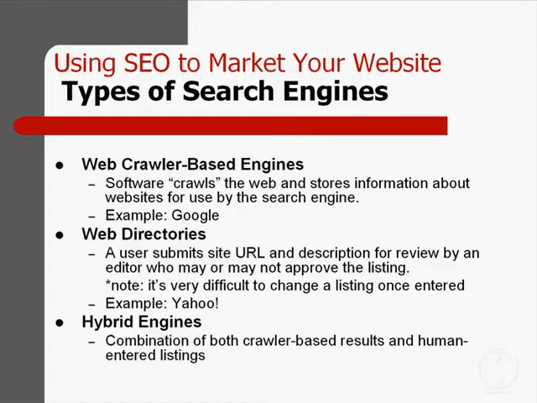So in general, there's three major types of search engines. There's the web crawler-based engines. Now these are search engines that actually have software that's constantly running and scouring the internet for information about websites and storing it in a database. Google is an example of a crawler-based search engine. With that being said, it's important to understand exactly how crawler-based engines work.